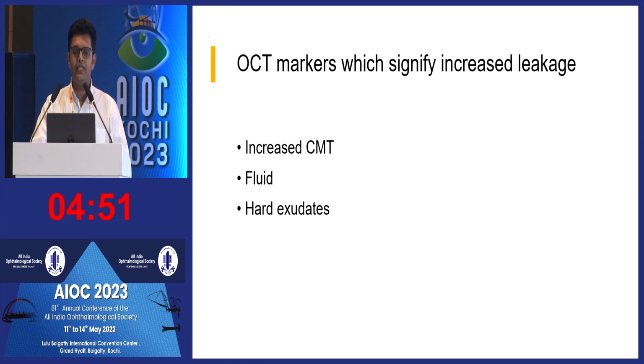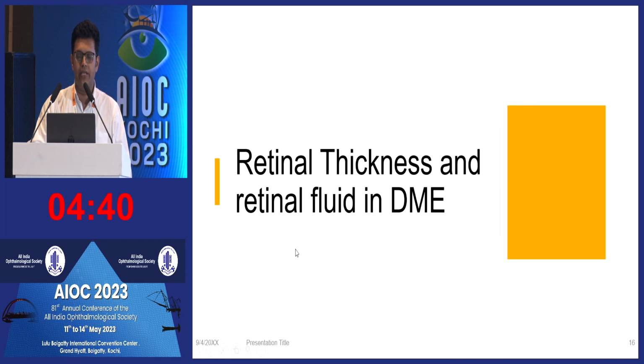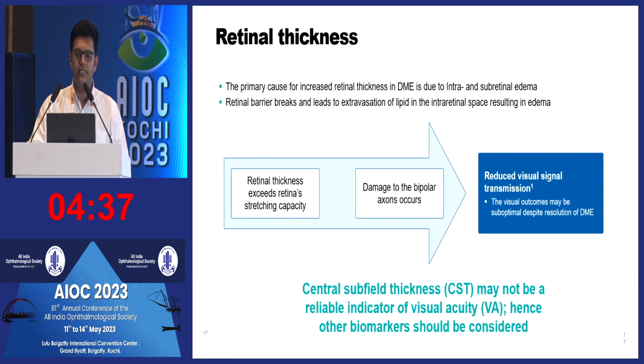There are some fluid markers or OCT markers which determine whether there is increased leakage or increased activity, and one of the most important ones is the measurement of the central macular thickness, the fluid activity, and the hard exudates. So when you look at the central macular thickness and the retinal fluid, you know that basically the fluid accumulation in diabetic macular edema happens because of the breakdown of the inner blood retinal barrier, and an increased central macular thickness means there is reduced visual signal transmission. But it is not always the case that when you have a high retinal thickness, the visual acuity is low.